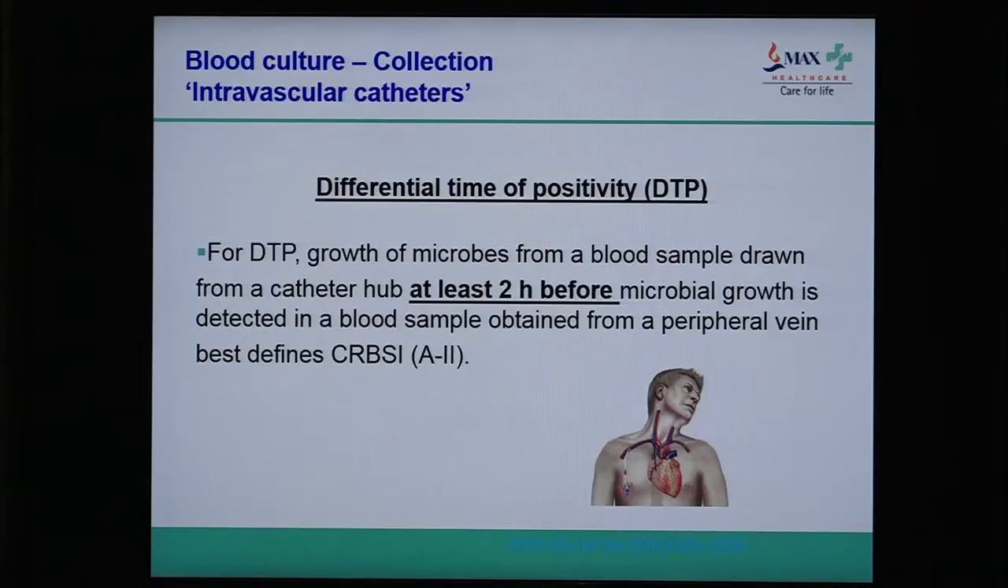One interesting thing: growth of microbes from the blood sample drawn from the catheter hub at least 2 hours before the microbial growth detected in the blood sample obtained from the peripheral vein. If you want to know whether the source is the central line, see, the central line and peripheral line are drawn together, but the central line turns positive 2 hours before the peripheral line. In that case the source is the central line, otherwise it is peripheral.